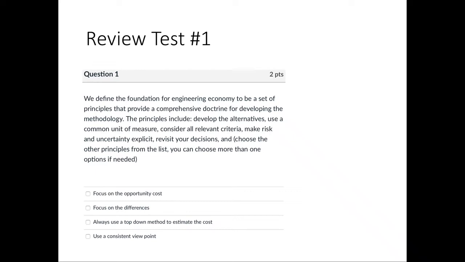The first question in the test. So it's talking about the 7 principles. Okay, so we said you at least need to know what the 7 principles for engineering economy are. And then here I listed several of them.